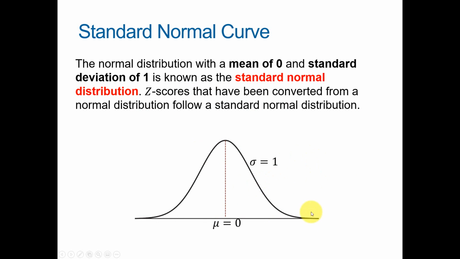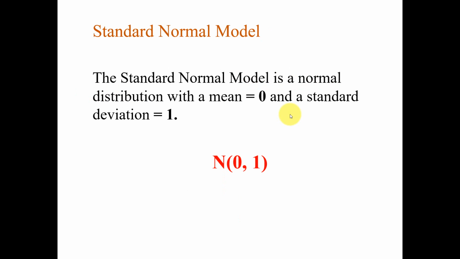So the standard normal curve is just the normal distribution with mean 0 and a standard deviation of 1. And so z-scores that have been converted from a normal distribution follow a standard normal distribution because we just standardized it using the z-score. Again, N(0,1) just means it has mean 0 and a standard deviation of 1.